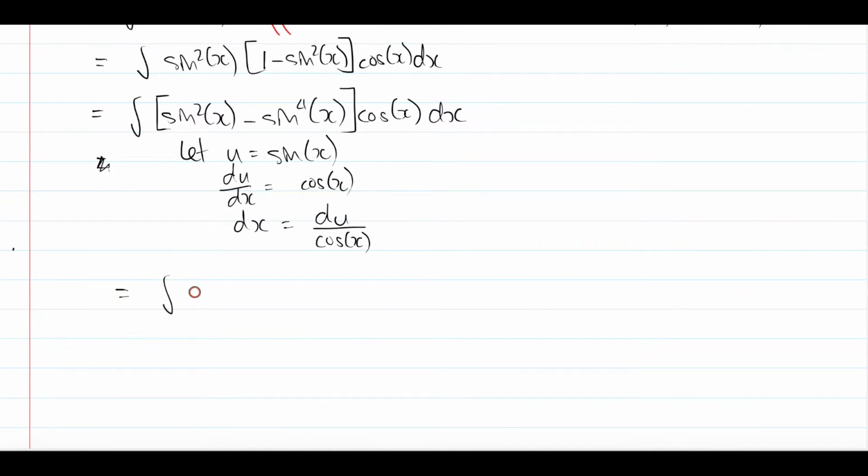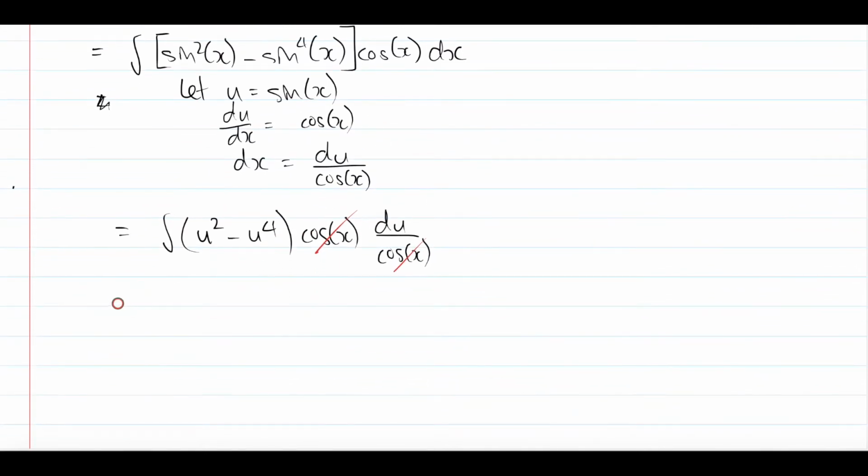Then your integrand becomes u squared minus u to the power 4 because u is sine. So in this case, just sub them in. And of course, it's multiplied by cos x. Conveniently, dx, we sub it back in as well, du over cos x. And what do you see here? That's why we use the substitution method. You cancel out the cos x. So cos is literally your fodder. It's just there to be cancelled out so that you can use the substitution method.